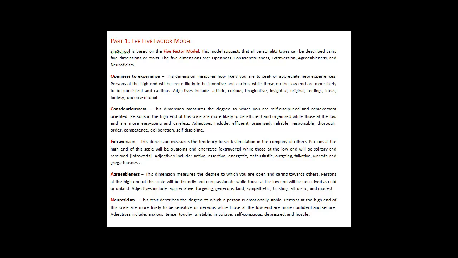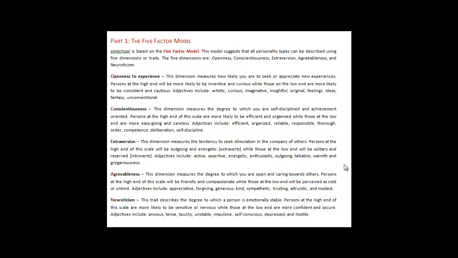And to the extent that any of these may be positive or negative as you go from one extreme to the other, probably a higher level of neuroticism is not necessarily a really great thing, whereas a high level of conscientiousness in our society would be considered pretty good. Somebody at the high end of the scale might be considered anxious, tense, touchy, unstable, impulsive, self-conscious, depressed, or even hostile.